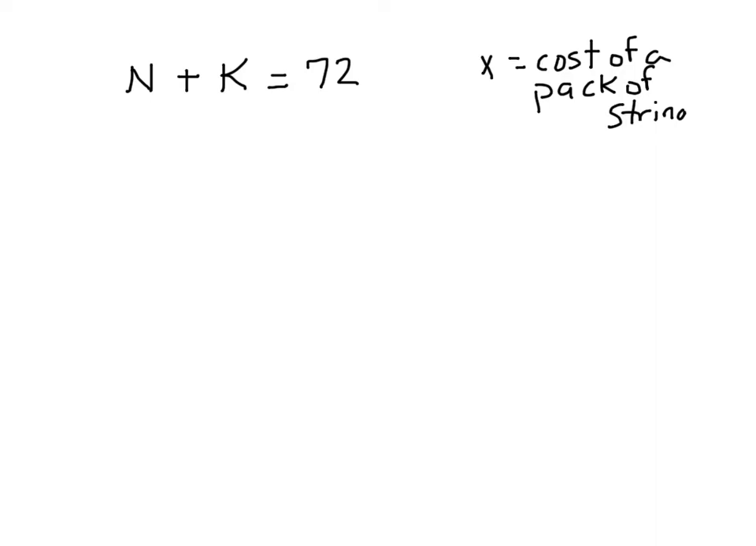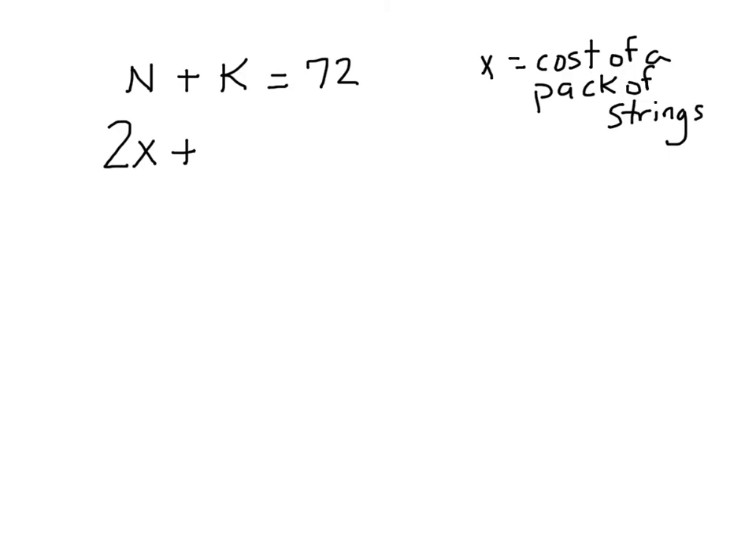This way I know whenever I talk about a pack of strings, that's going to be represented by X. So let's look at what we have. Noah buys 2 packs of strings. So Noah is going to be 2X because the cost of a pack of strings is X.